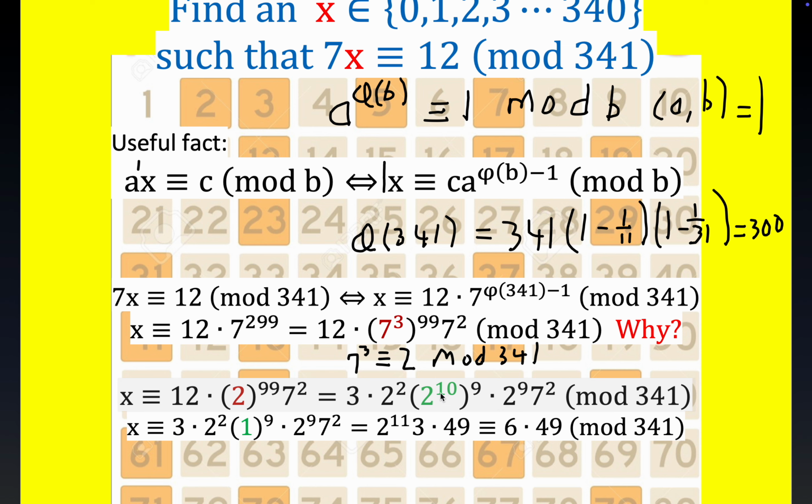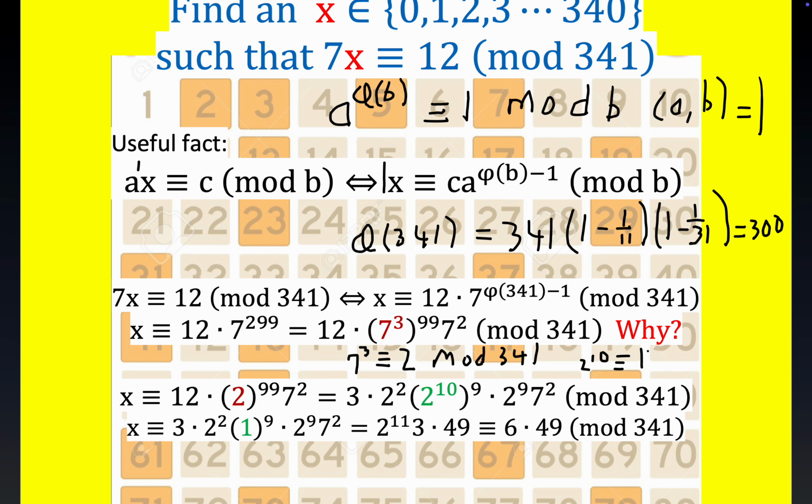Now, what about the 2 to the 10th? Okay, why did we even consider that? Well, 2 to the 10th is congruent to 1. Now y'all, 2 to the 10th is 1,024. 1,024 minus 1 is 1,023, and 3 times 341 is 1,023. Okay, so that's why we could replace this 2.